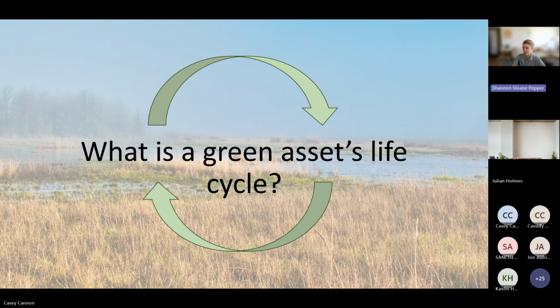What does a green asset's life cycle even look like? The stages are basically the same as those for gray infrastructure. They just look slightly different in practice.